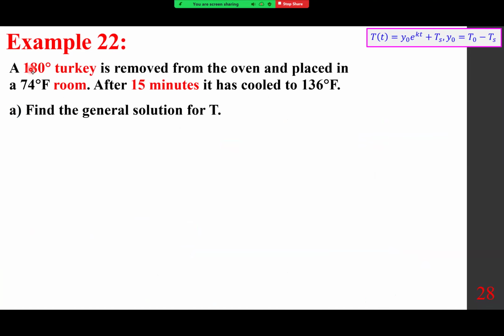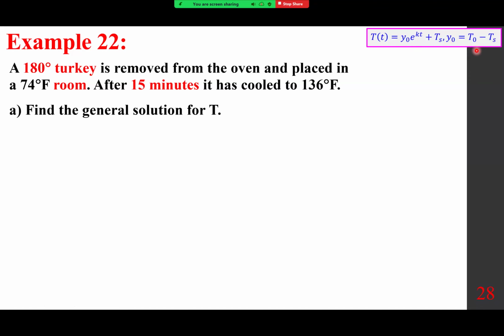A 180 degrees turkey is removed from the oven and placed in a 74 degrees Fahrenheit room. After 15 minutes, it has cooled to 136 degrees Fahrenheit. Find the general solution for T. As you recall, we discussed Newton's law of cooling, T of t is y sub 0 e to the power of kt plus T sub s, where y sub 0 is the difference between the two, T sub 0 and T sub s.